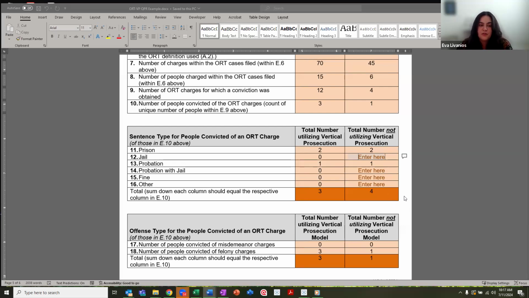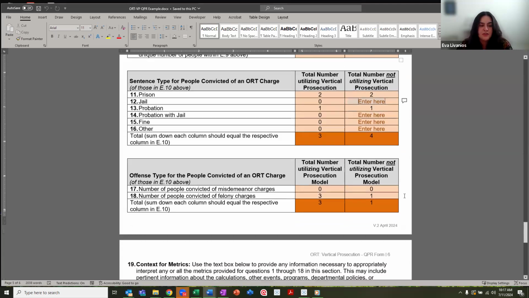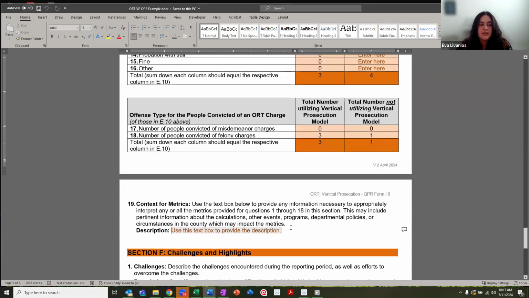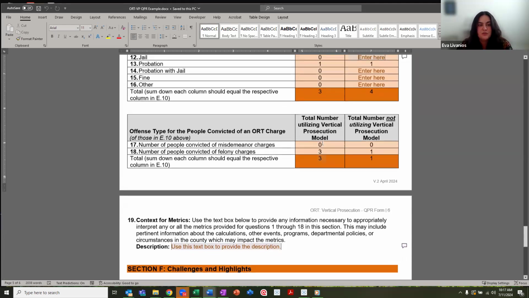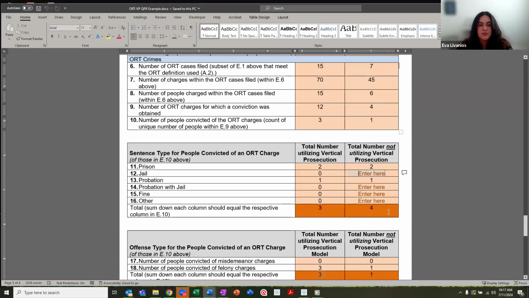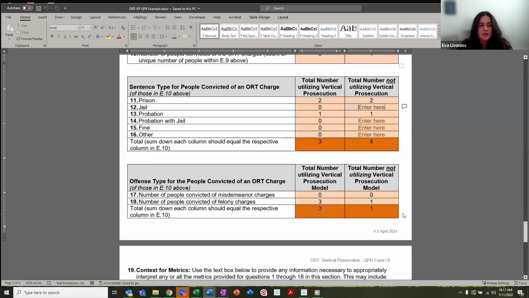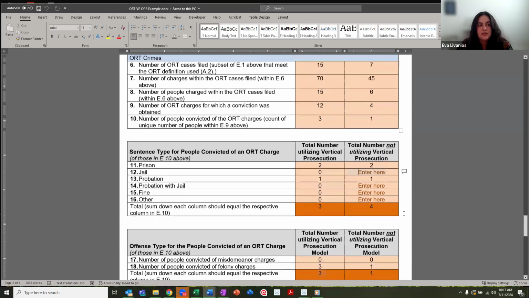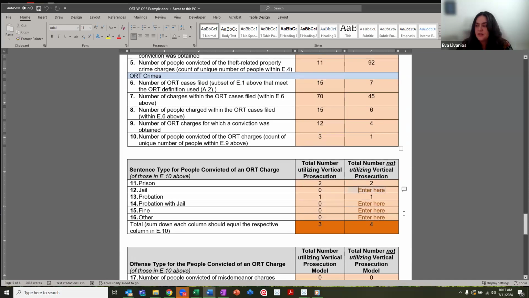Now, sometimes I know things don't always line up perfectly, but again, that's why we prefer a lot of context for this section. So we would love to have 19 essentially always filled out, where we have some context to speak to all the reported data above. Because I know that everyone has a little bit of a different situation sometimes, so that's what I wanted to share for that section.